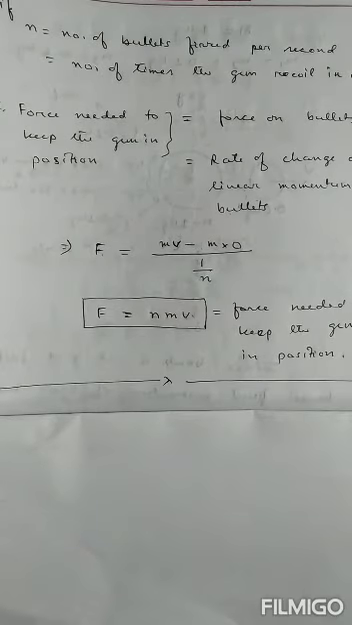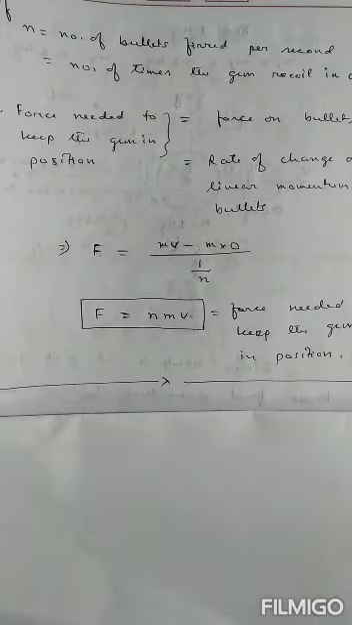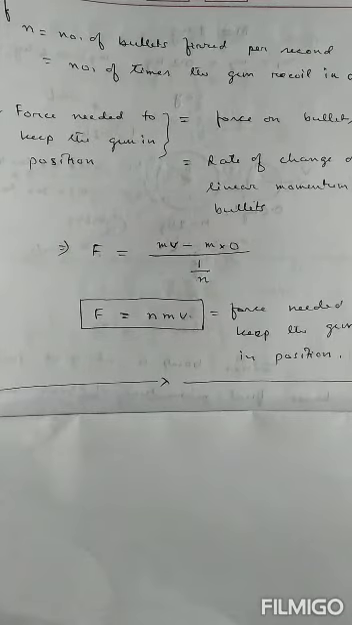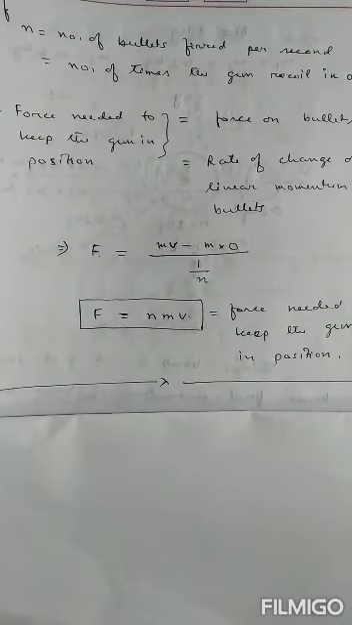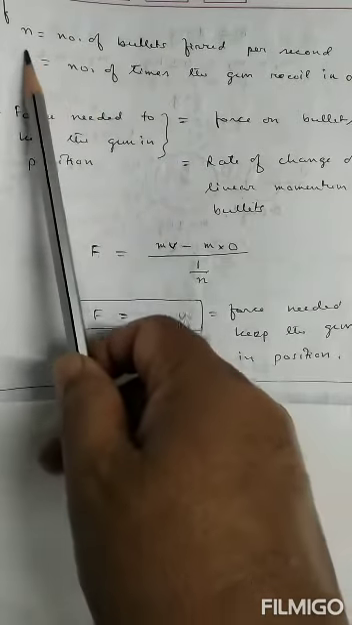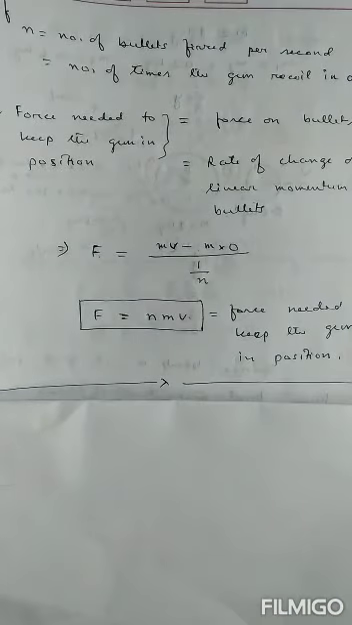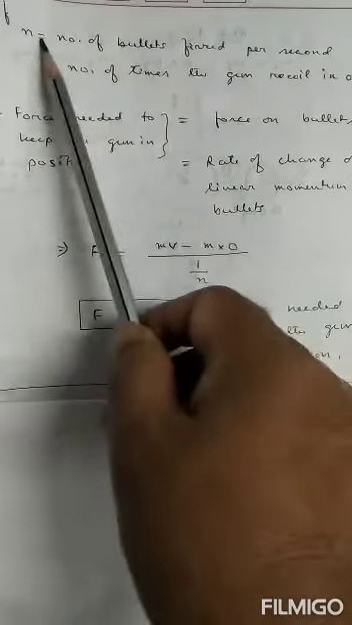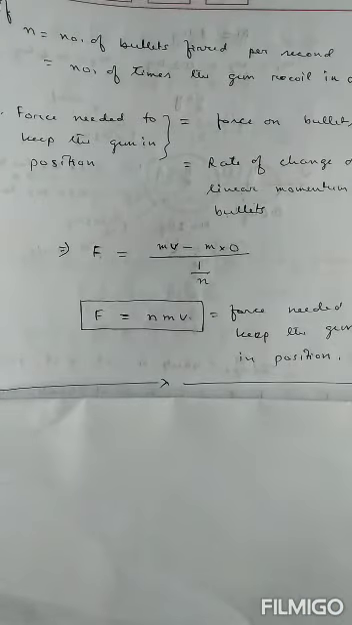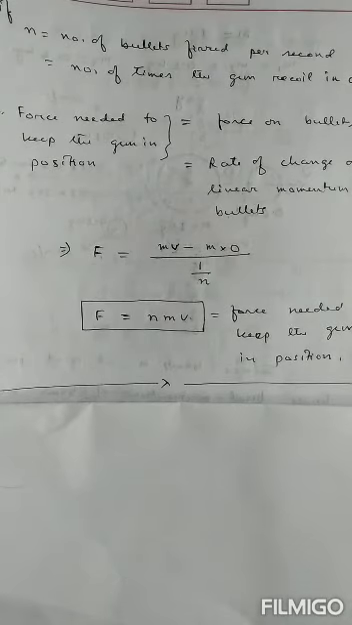Now we want to calculate the force needed to keep the gun in position. Let small n be the number of bullets fired in 1 second. Do you know Newton's third law? Every action has an equal and opposite reaction.